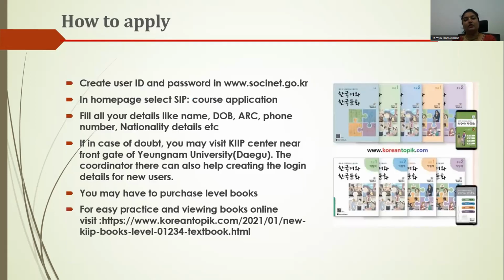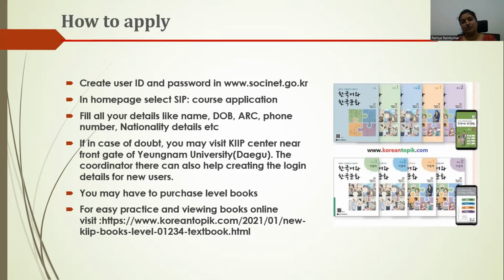And then coming to how to apply. As I already told you, you have to create a user ID and password on the SoshiNet website, go to the homepage and select SIP, that is Social Integration Program, and go to the course application. You can start from level zero if you are zero in Korean like me. I started from level 0 because I don't know anything, not even ABCD in Korean. So you can fill in all your details, and in case you have a doubt, there will be people to help you out also.